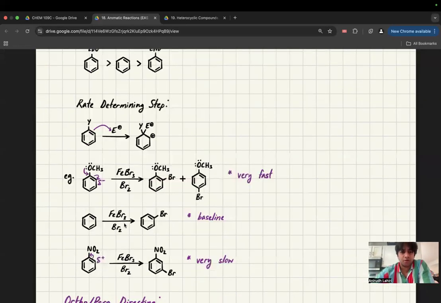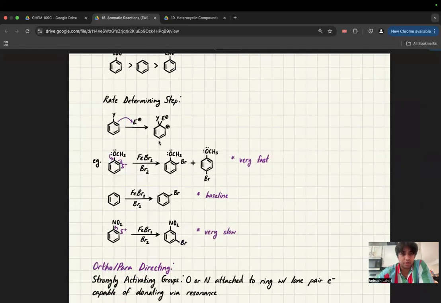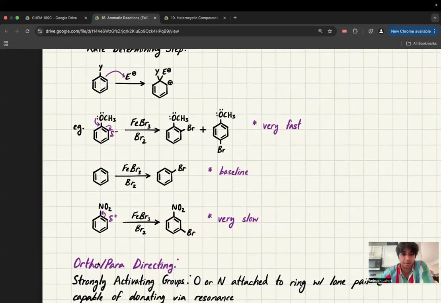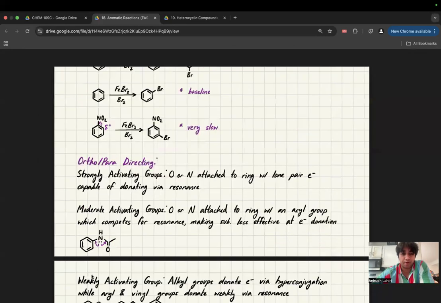Okay. So the rate determining step is exactly what you'd expect. It's exactly what we've seen before. If we have a donating group, it's a lot faster compared to a withdrawing group. Just what we talked about. Worse nucleophile means slower reaction, right? Okay. Ortho and para directing.